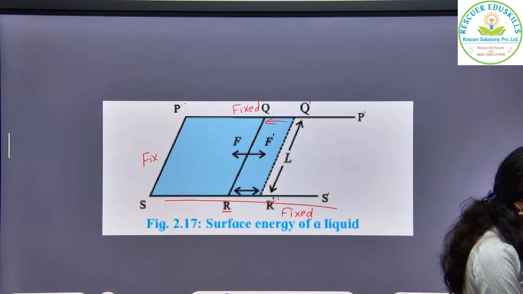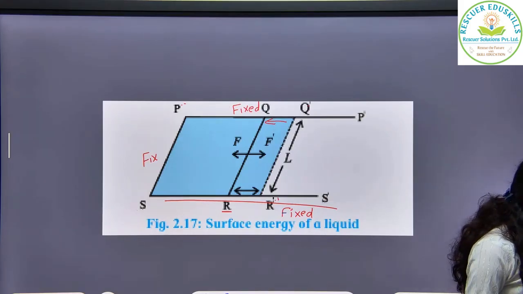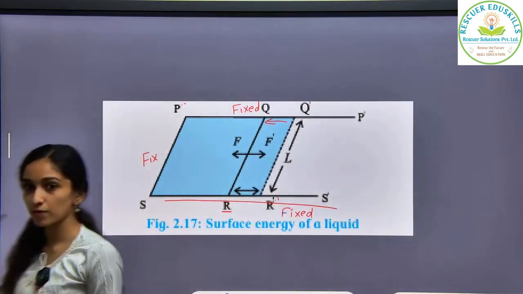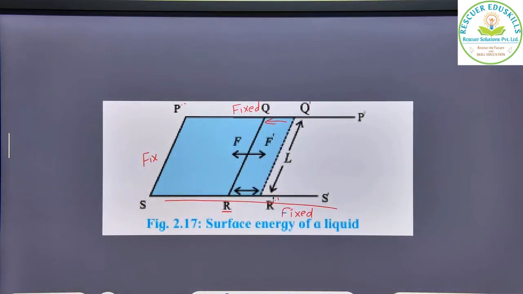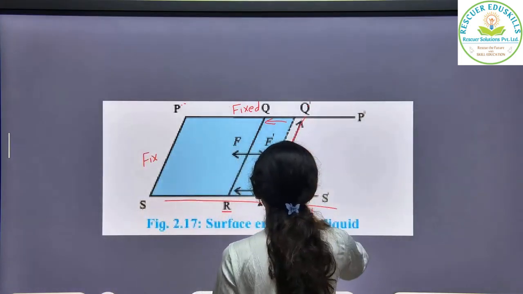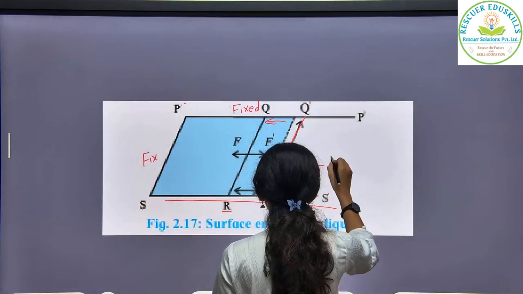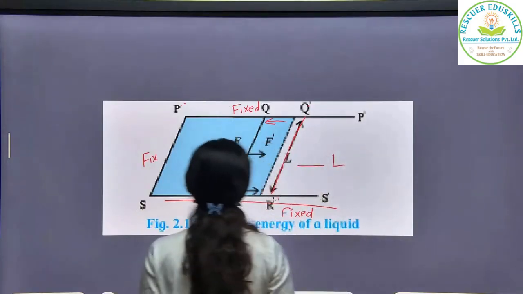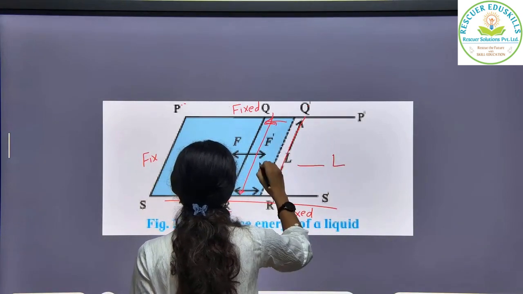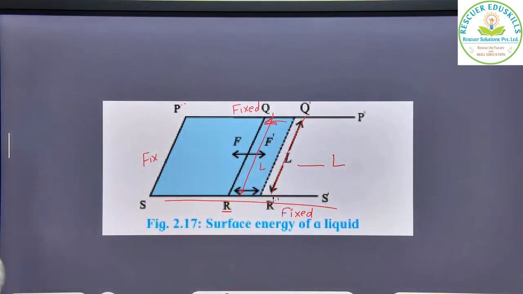Why is this happening? Because soap tends to reduce the surface tension. That's why this movable arm is moving inward. Now let's assume that the length of this movable wire QR is L. This is the length of the movable wire QR.